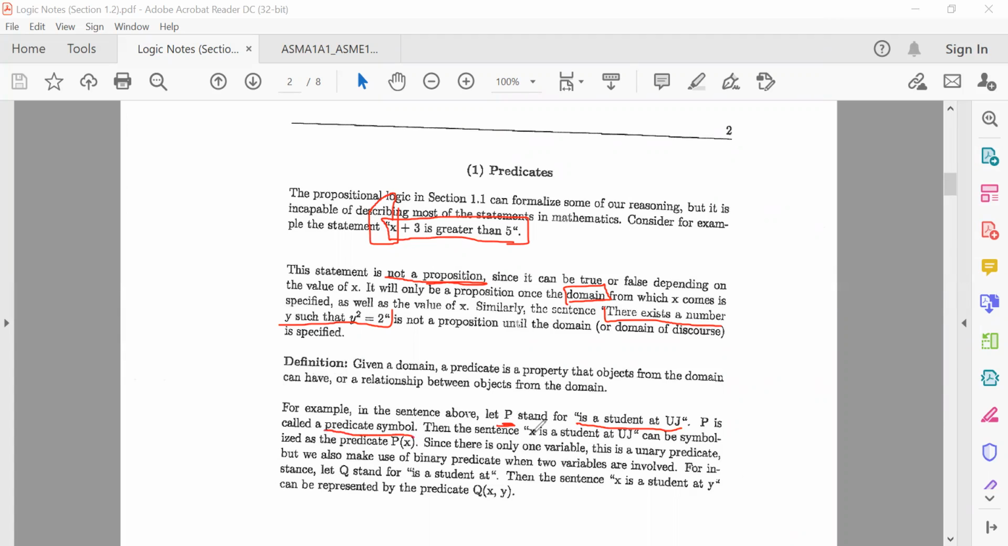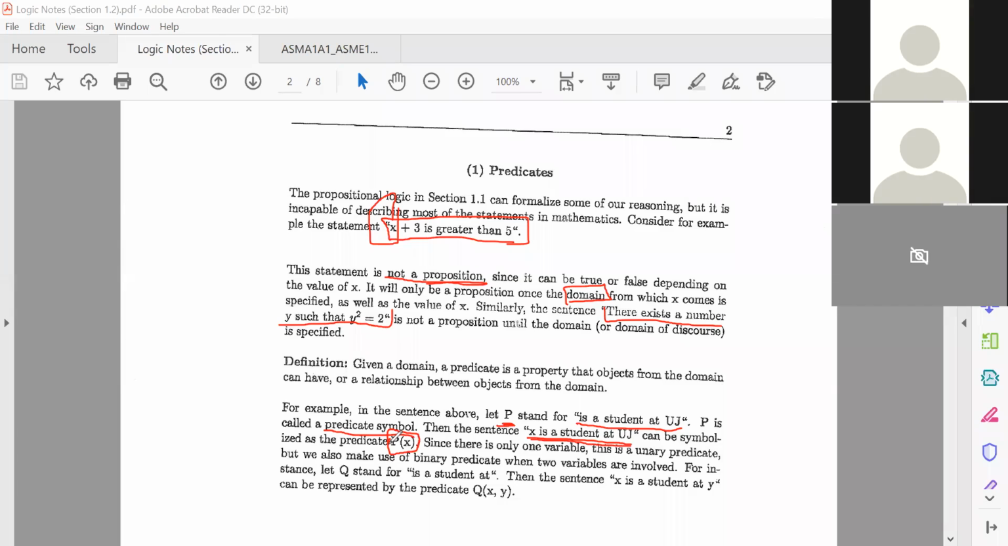Now, if I say the sentence "x is a student at UJ," I move from "is a student at UJ" to "x is a student at UJ." In predicate notation, I can write it as P of x. Now I associate P with x, understand? We now call this a predicate. So know what the difference is. A predicate means you have a predicate symbol and some associated variable, but a predicate symbol on its own is just that letter, the P.